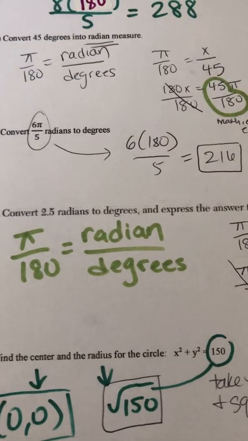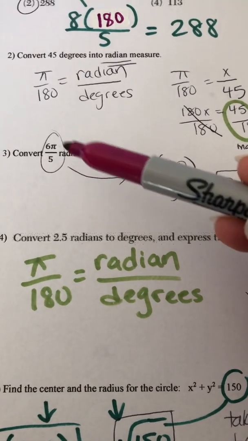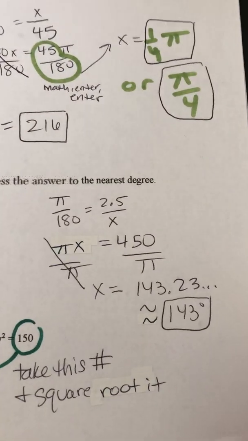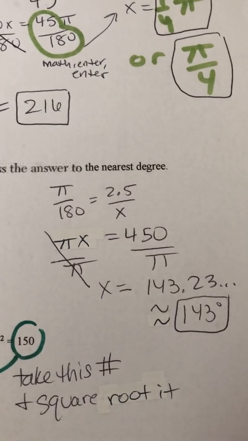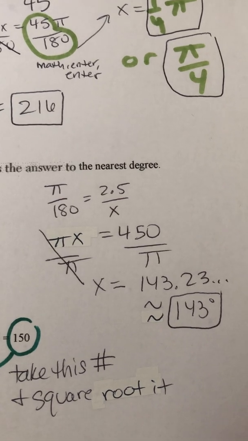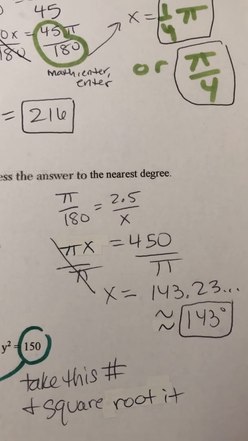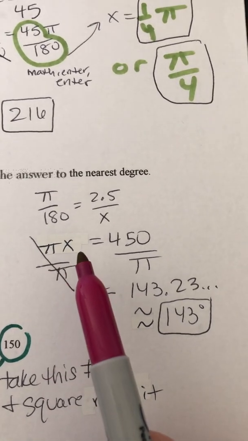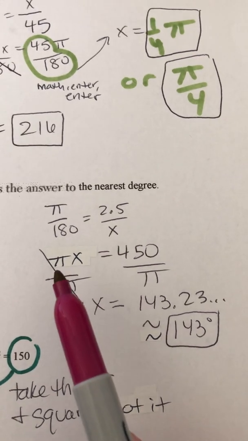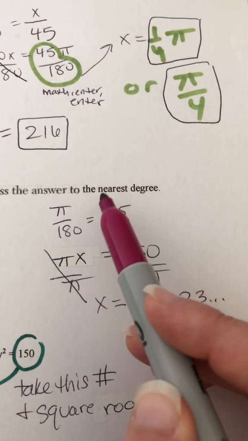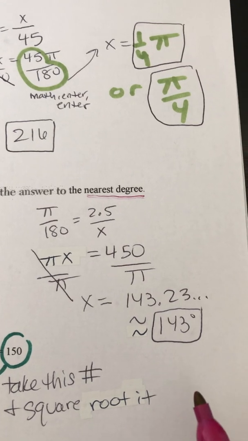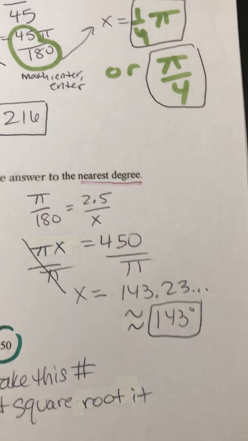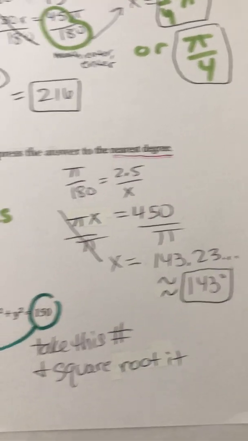Well, this time the radians doesn't have a pi, because like the last radian measurement had a pi, this radian measurement is just 2.5. So now when we plug it into our proportion, you're going to see we have to do that work of cross multiplying. Pi times x and 180 times 2.5 is 450. Notice the pi is the coefficient of x. We want to get x all by itself, so divide both sides by pi, and it says nearest degree. So then you do 450 divided by pi, you get 143.23..., and the nearest degree is 143 degrees.